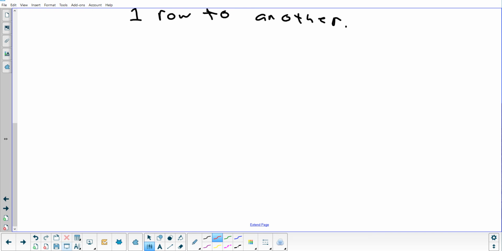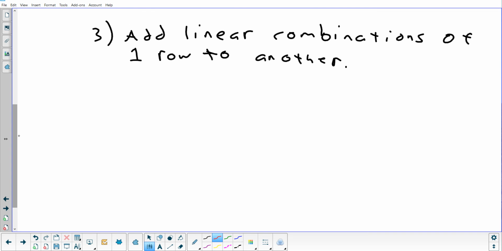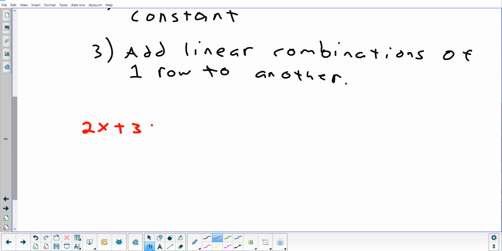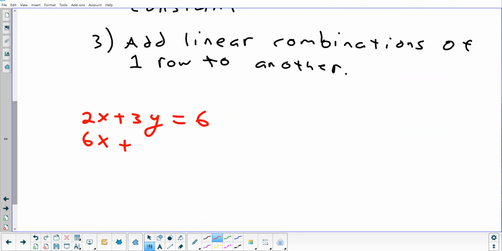What I'm going to do is use a notation to describe what we're doing at each step rather than writing sentences out. So let's take those two: 2x plus 3y equals 6, and 6x plus 5y equals 1. And let's say I wanted to get a 0 in this spot where the 6 is. Let's call this equation 1. Let's call this equation 2.